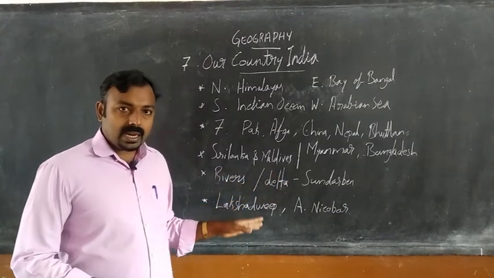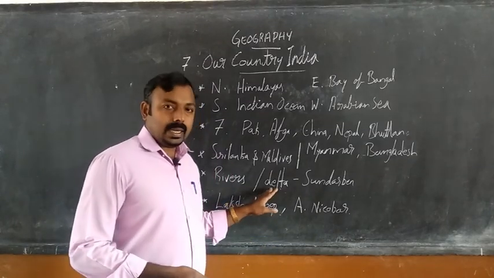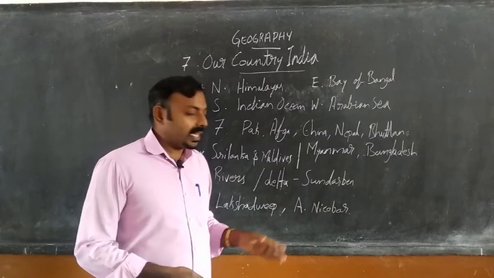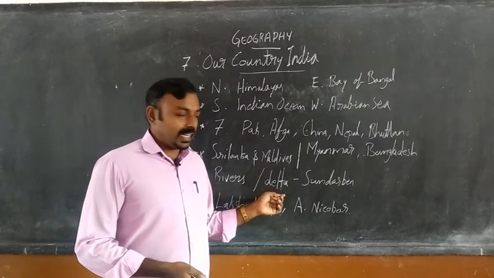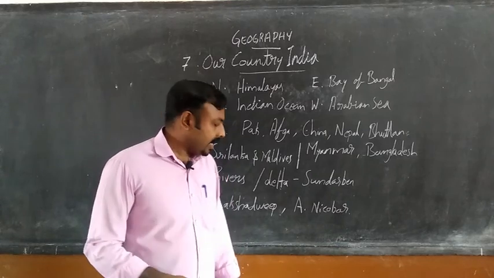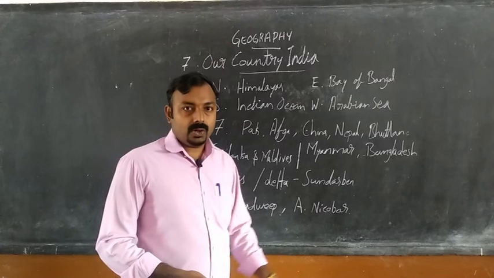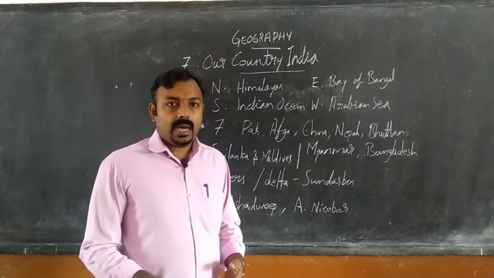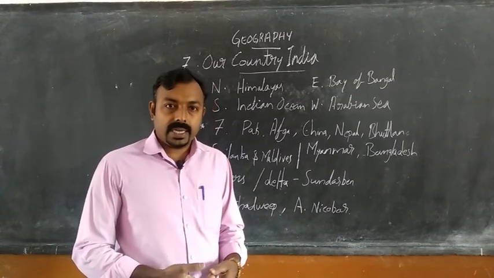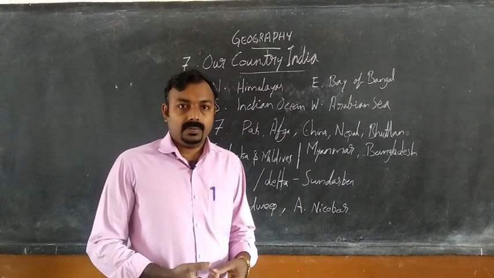And many rivers are flowing through India, and here the Ganga and Brahmaputra, they are making a delta, that is a fertile land, that is Sundarban Delta, that is the world's largest delta, that is in India. And Lakshadweep and Andaman Nicobar Islands, they are also the part of Indian Union, and you go through the textbook, read it carefully and note down the question answers in your notebook.